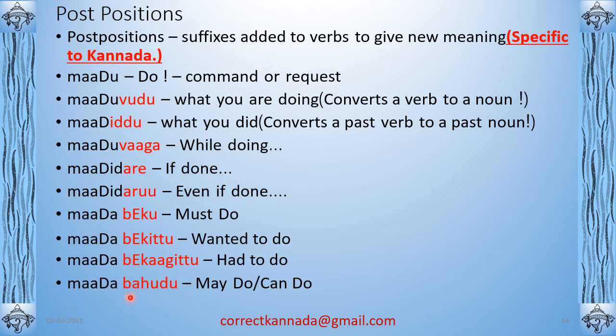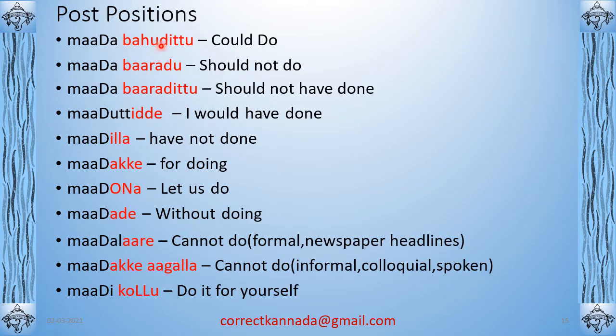Right? ಮಾಡಬಹುದು, we talked about ಬಹುದು already in modals. Then we have ಮಾಡಬಹುದಿತ್ತು. This is like could do, past tense of ಬಹುದು. Right? I could do this work 1 year back. 1 year back ನನ್ನಿಂದ ಈ ಕೆಲಸ ಮಾಡಬಹುದಿತ್ತು. Right? ಈಗ ಮಾಡ ಆಗ್ತಾ ಇಲ್ಲ. Not able to do. So ಮಾಡಬಾರದು, you should not do. Then we have this ಮಾಡಬಾರದಿತ್ತು, again should not have done. Again past tense of ಬಾರದು. ಮಾಡುತ್ತಿದ್ದೆ, right? I would have done. We saw this in the modals already.